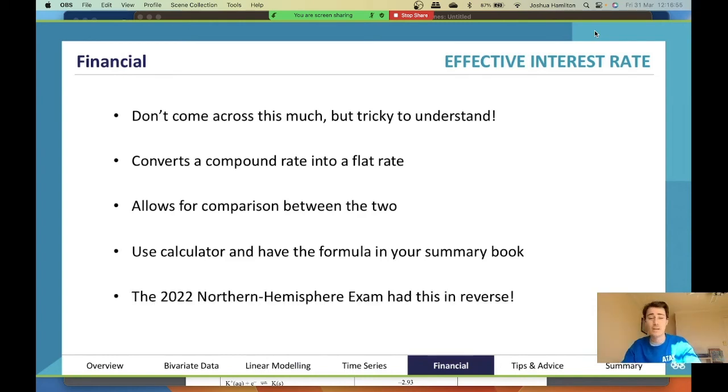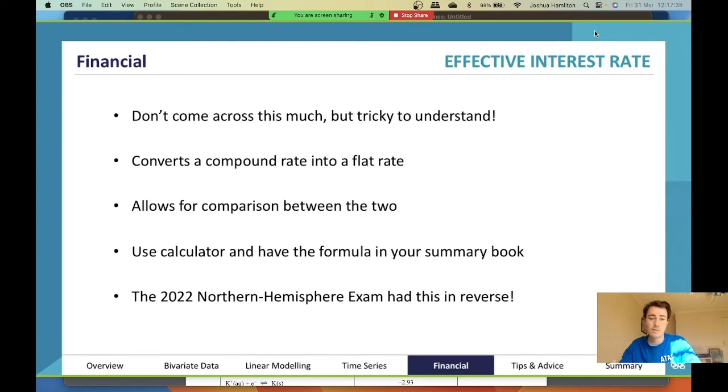The 2022 Northern Hemisphere exam had this in reverse. Usually this goes from your compound rate to your effective rate. They actually had the opposite. They went from the effective back to the normal rate. And one of the Casios could not do that just by using the built-in function. They had to know the formula and put it into the main page, put X where the normal interest rate would have been, then put equals the effective interest rate and solve for X.